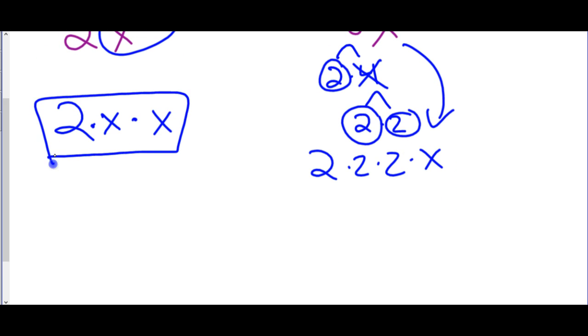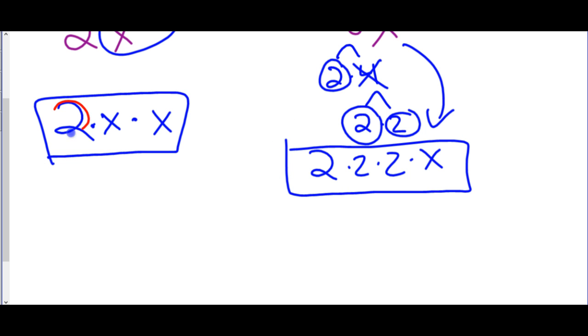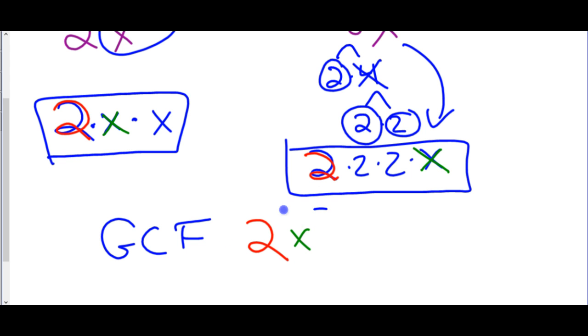So now between our broken down parts, we want to see what they have in common. This first one has a 2. The second one also has a 2. The first one has an x. The second one also has an x. The first one has another x, but the second one does not have a second x, so that x was not actually in common. So now the greatest common factor would be those pieces they had in common, 2 and the letter x. So that's our greatest common factor, 2x.